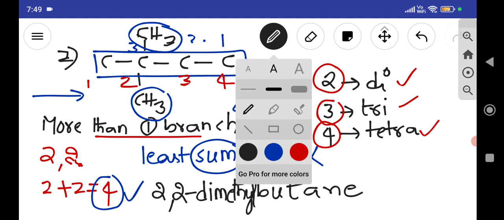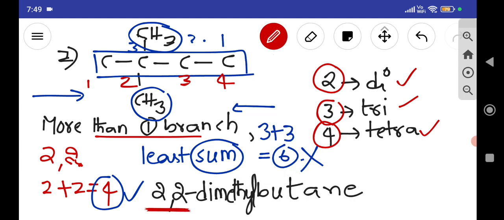Very important thing to note here, between number and number there should be a comma, and between number and alphabet you should have a hyphen. So hope you have understood this rule also.